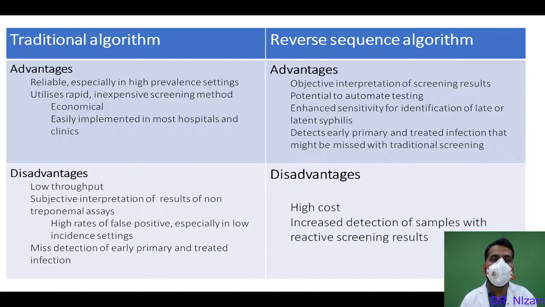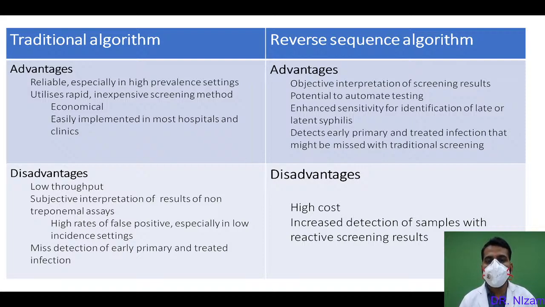Just comparing between the two algorithms, that is the traditional algorithm and the reverse sequence algorithm. Here, the traditional algorithm is reliable, especially in high prevalence settings, utilizes a rapid, inexpensive screening method, and it is economical and easily implemented in most of the hospitals and clinics. And in our hospital also, we use the traditional algorithm because of these advantages.